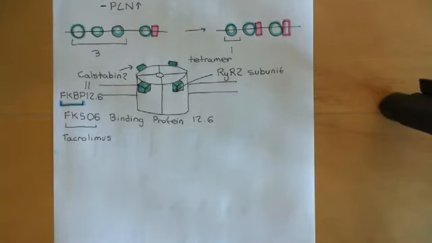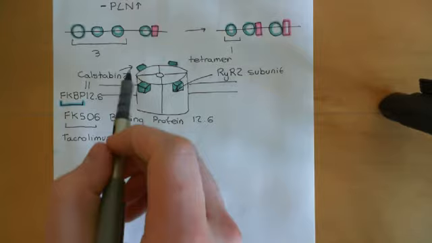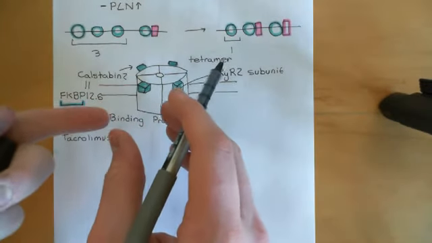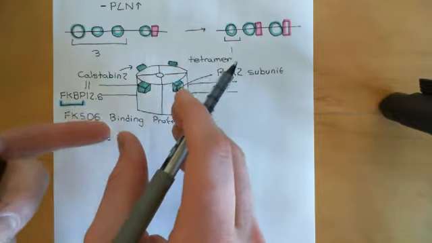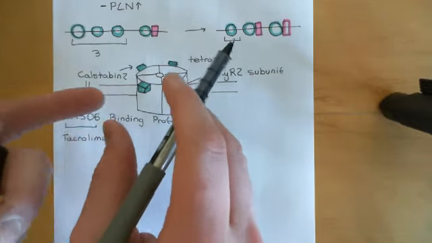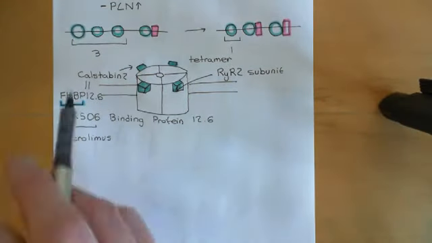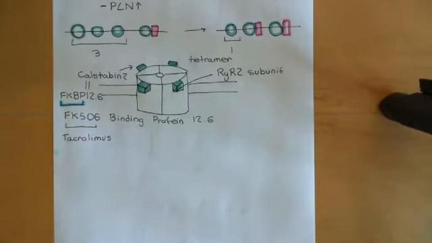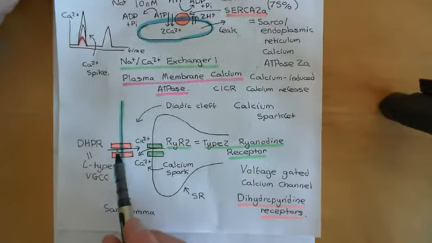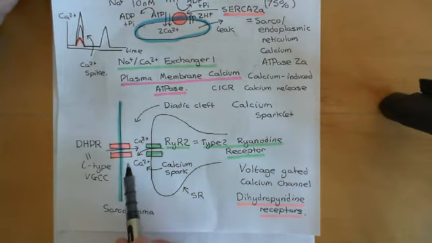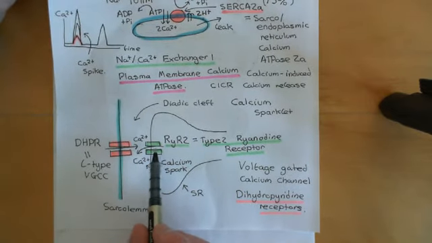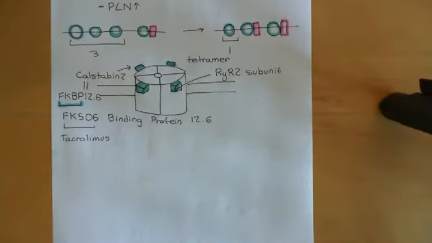Basically the idea is that calstabin 2 molecules stabilize the type 2 ranitidine receptor in the closed state. So they stop it from opening until you get the calcium signal that causes it to open. So until you get that calcium sparklet in the dyadic cleft, and I'll just get my picture back again. Until you get the calcium sparklet coming through the L-type voltage-gated calcium channels, you don't want your type 2 ranitidine receptor to be opening. And the idea is that calstabin 2 is involved in making sure that the type 2 ranitidine receptor doesn't open until you get that calcium sparklet.